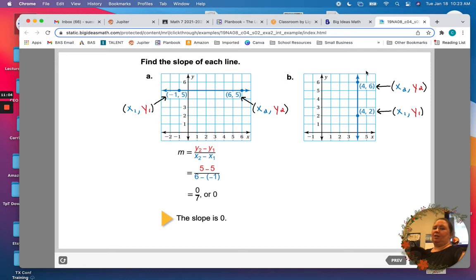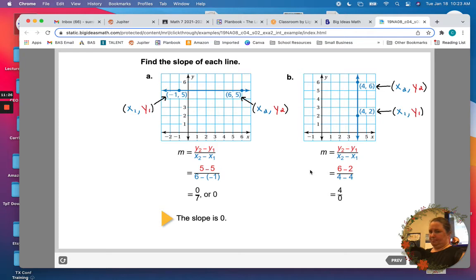All right, so let's do the equation. This one I do want you to write down. Put this in your journal. Y2 minus Y1 over X2 minus X1. So we have 6 minus 2, which is 4, and 4 minus 4. What is 6 minus 2? 4. What is 4 minus 4? 0.